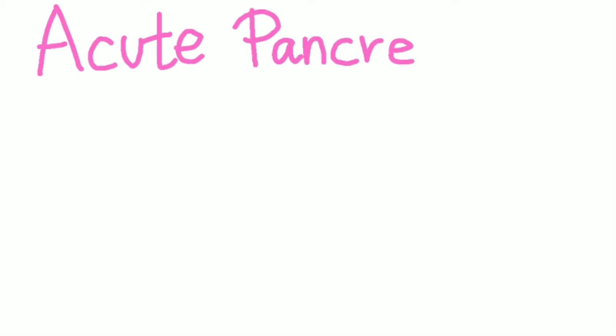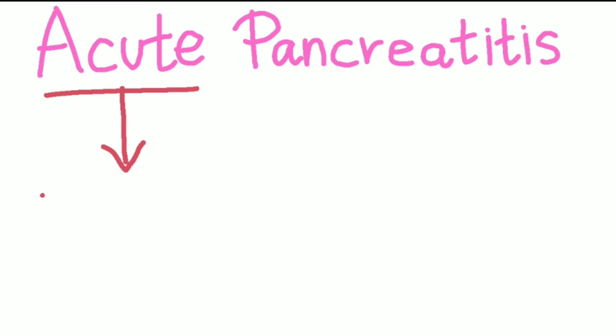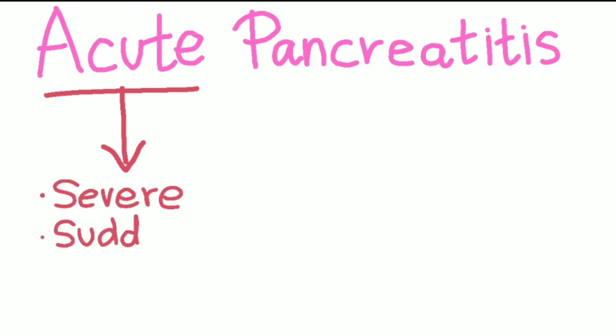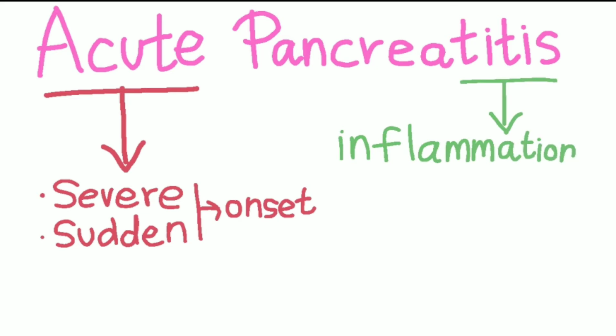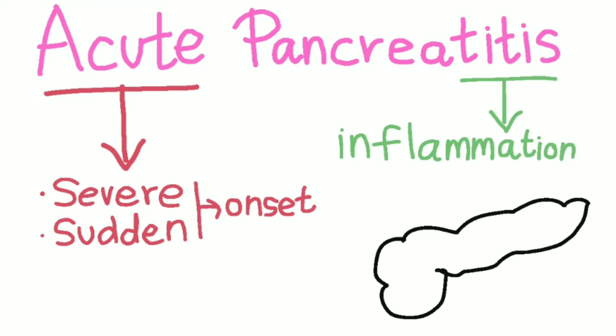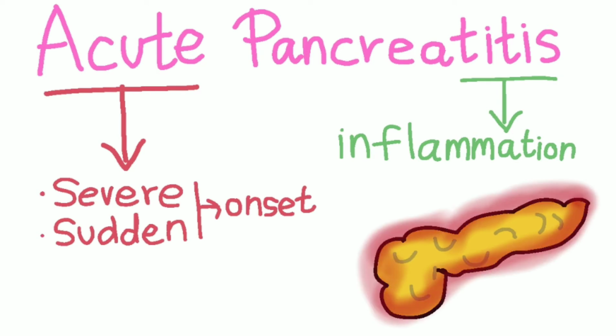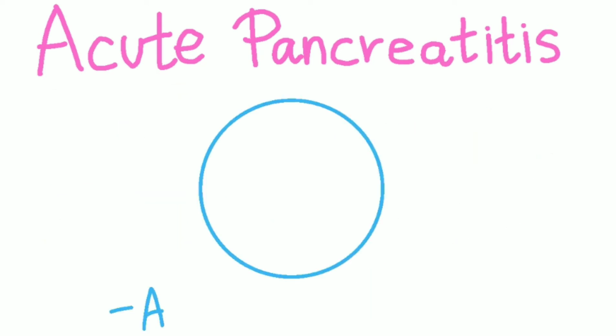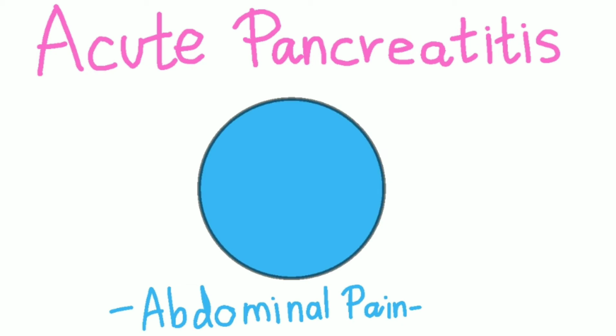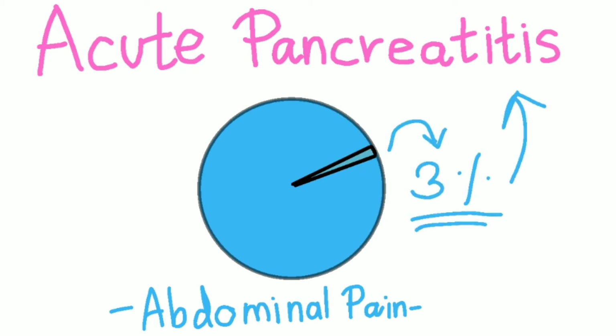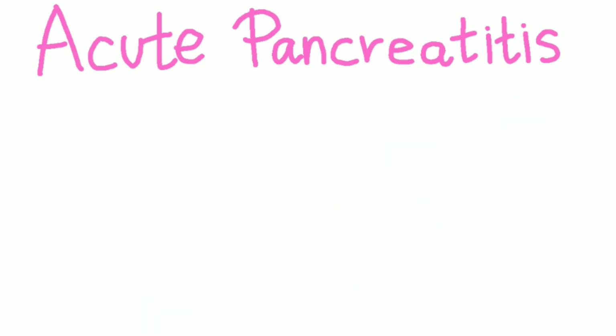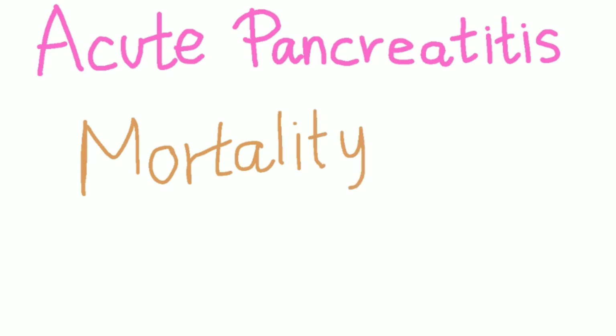Hey guys, today we'll be talking about acute pancreatitis. The term acute includes a severe and sudden onset, and the suffix itis shows an inflammation. Therefore, acute pancreatitis is a sudden inflammation occurring in the pancreas. Among the patients who visit the hospital due to abdominal pain, 3% will be diagnosed with acute pancreatitis. It also has a mortality rate of 10%.